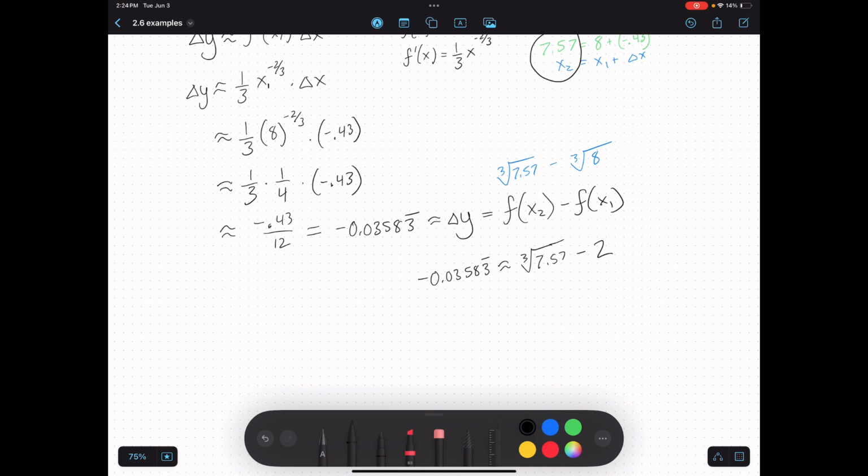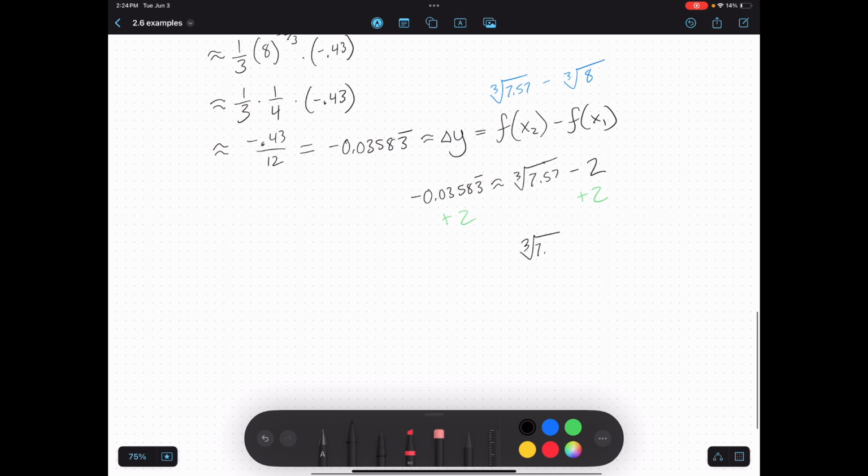And from here, I can solve for that approximation by just adding 2 to both sides. And I'm left with the cube root of 7.57 is approximately 1.964. I'm rounding to 3 decimal places because that's what it asks you to do in the problem. And that's my approximation of what the cube root of 7.57 is.